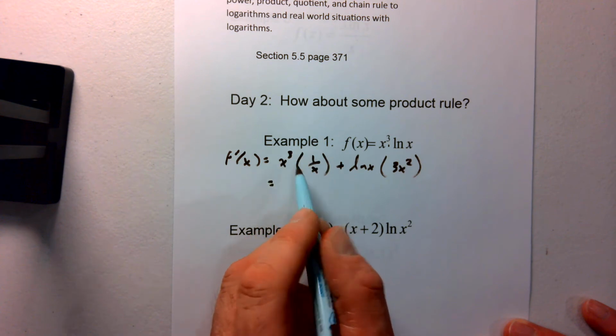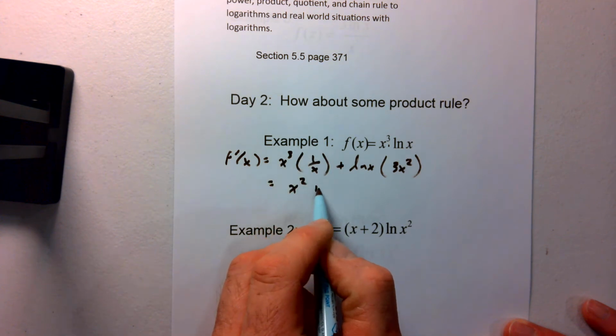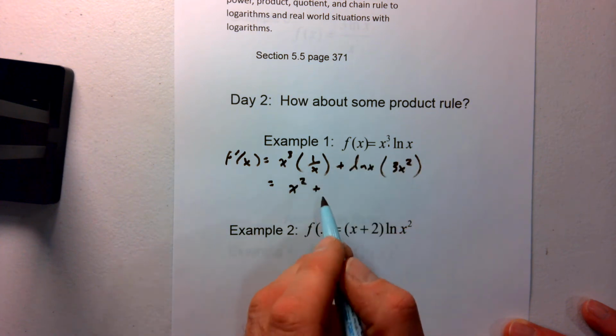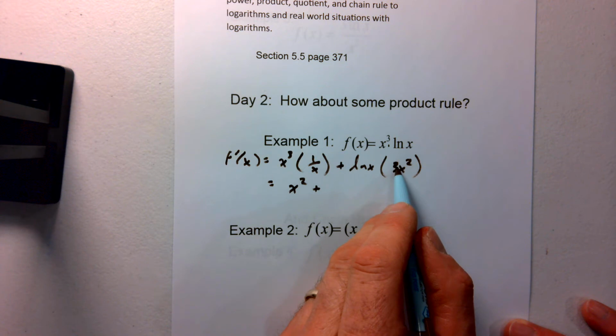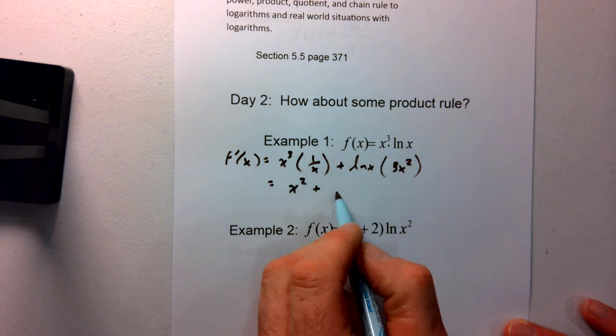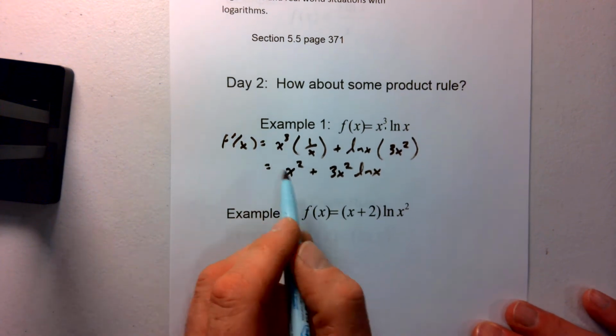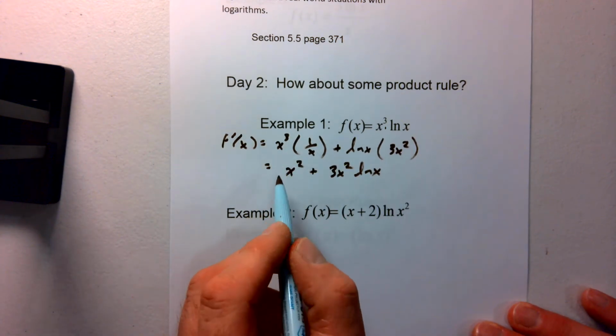From there, we're going to go ahead and clean it up. X to the third times 1 over x gives me x squared. I like to bring my 3x squared to the front of my natural logs. That way it doesn't look like one of them is an exponent for that x. So I get my 3x squared natural log of x. This is a good enough answer for me.